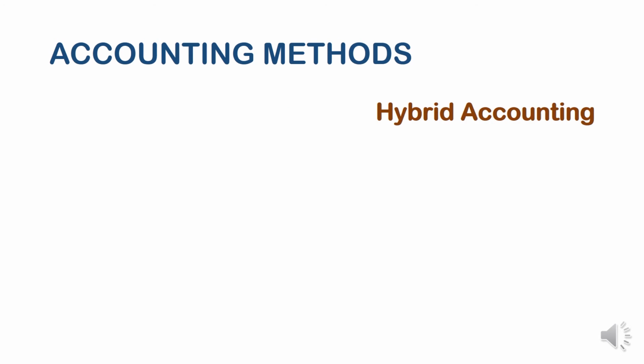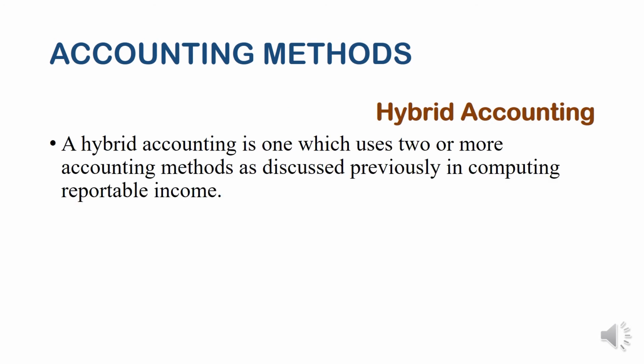So now let's go to hybrid accounting. A hybrid accounting is one which uses two or more accounting methods as discussed previously in computing reportable income. There are instances when the taxpayer is engaged in several businesses and having one accounting method for income tax is not sufficient. For example, if the taxpayer is engaged in a servicing business at the same time selling of goods, then it would be appropriate for him to report his income using the cash basis for the servicing business and accrual basis for the selling of goods business.